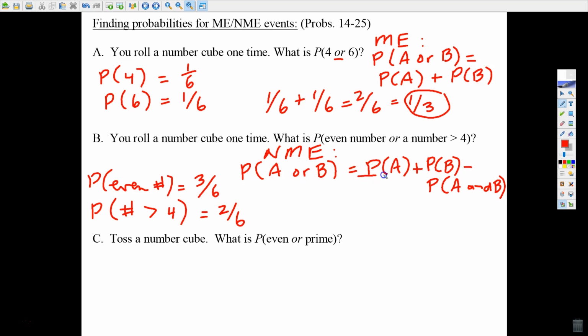Okay, so I'm going to do this part. I'm going to add those two together. 3/6 plus 2/6. And now I'm going to subtract that one number out of 6. There's only one number that can be classified in both of those ways, and that has to be subtracted off. So 3 plus 2 is 5, minus 1 is 4, and reduce. So my answer is 2/3.